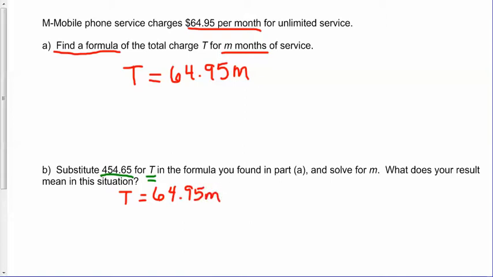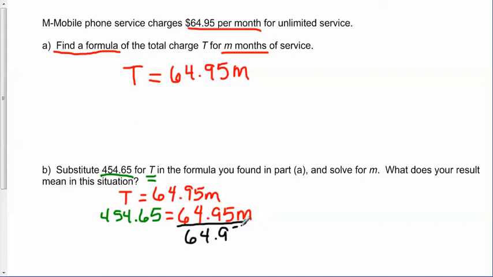Now we're going to substitute in 454.65 for the T. 454.65. We're putting that in for the T. And then we can go ahead and copy down the rest of the equation here. 64.95 M. And now we want to solve this for M. Well, to get M by itself, we're going to need to divide both sides by 64.95. So let's go ahead and do that. We're going to divide this side by 64.95, and we're going to do the same on the other side.